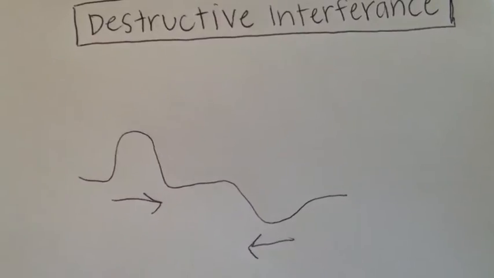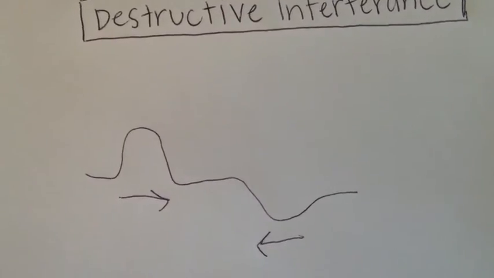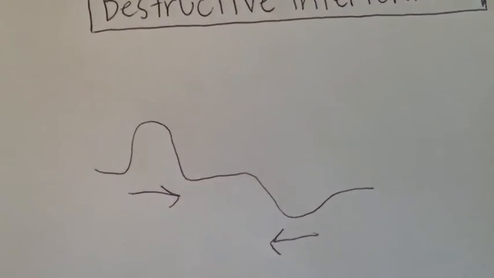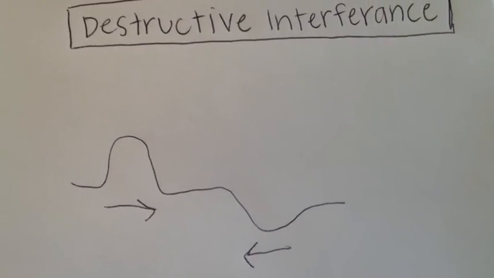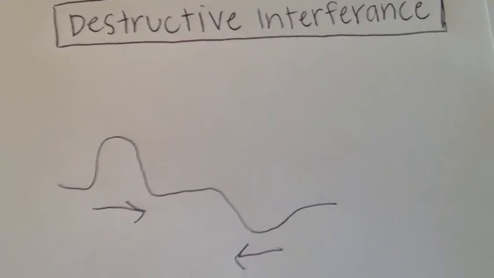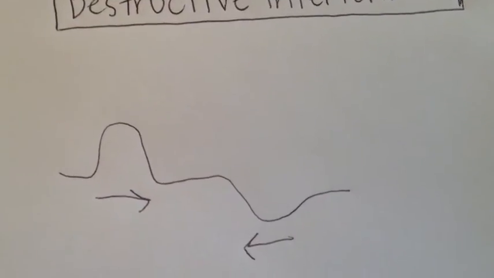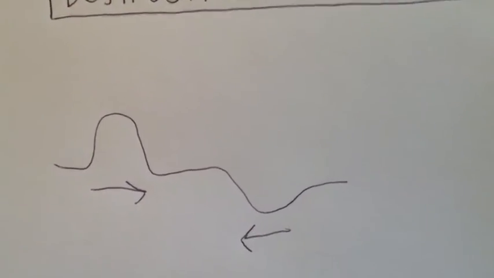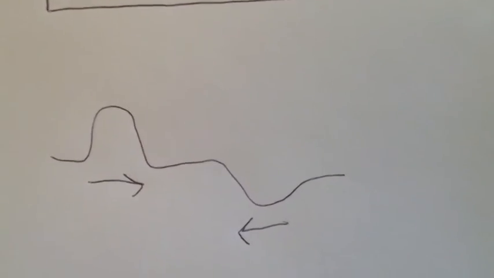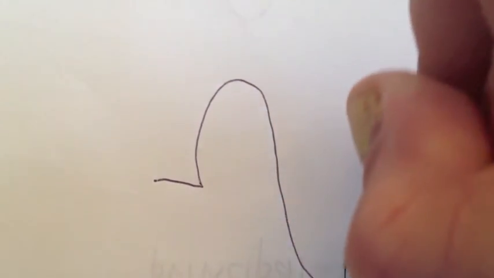When displacements have different signs, one being positive and one being negative, the displacements are added together through the superposition principle. Because one displacement is negative and the other is positive, when they are added, they will form a resultant wave. The resultant wave can either be formed like this, or like this.